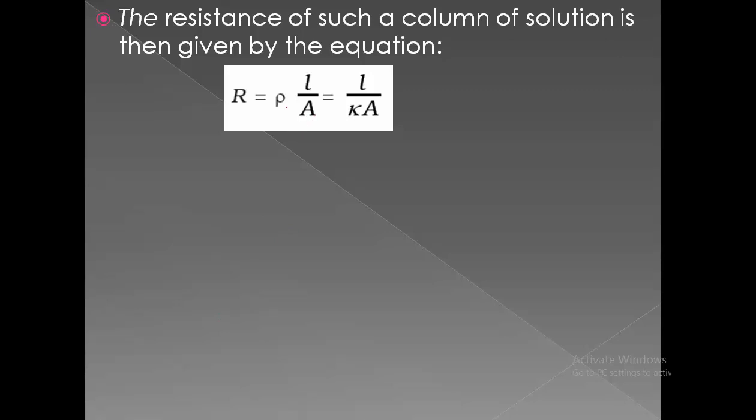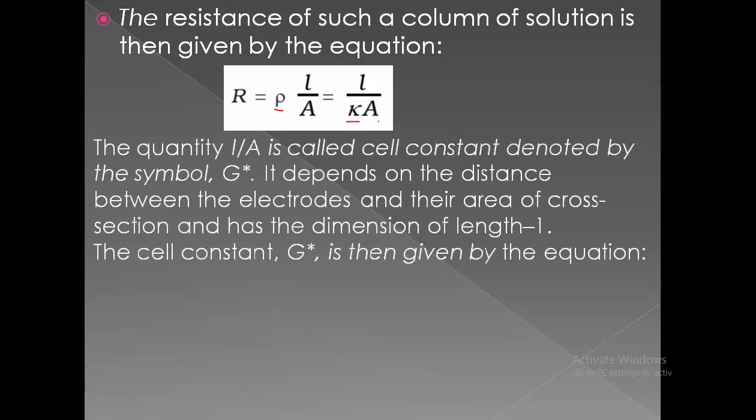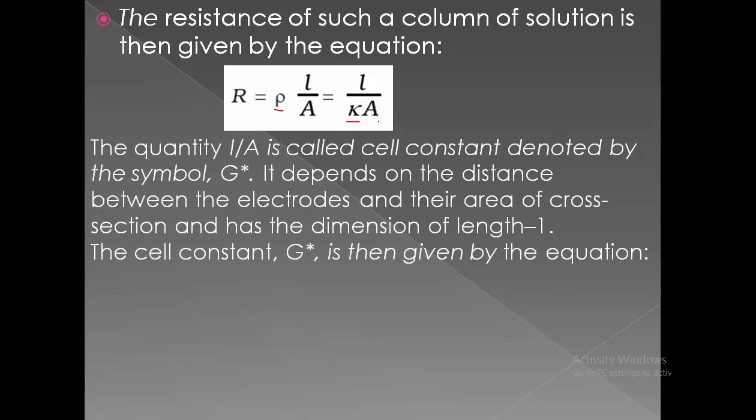Here rho is resistivity, L is length, A is area of cross section, and it can be written as L divided by kappa into A. This kappa represents the conductivity, because the reciprocal of resistivity is conductivity, and so 1 divided by kappa is resistivity, and L divided by A is written as it is. And the quantity L by A is called the cell constant.